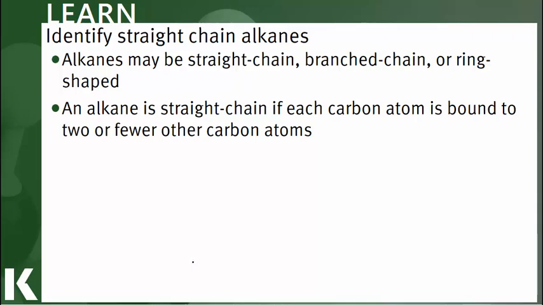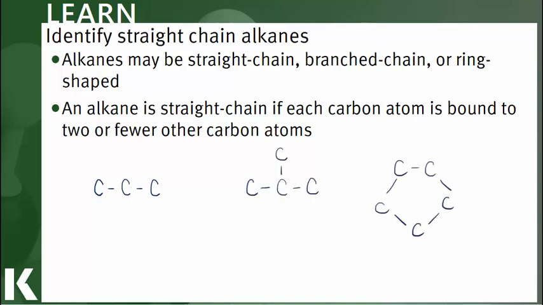Alkanes are just hydrocarbons in which the carbon-carbon bonds are all single bonds. As it turns out, alkanes can be found as straight-chain, branch-chain, or ring-shaped molecules. So how then can we be sure that a molecule is a straight-chain alkane? Well, in straight-chain alkanes, each carbon atom will be bound to only 2 or fewer carbon atoms. Remember that each carbon can only have 4 total bonds, and in straight-chain alkanes, 1 or 2 of those bonds will be to another carbon.